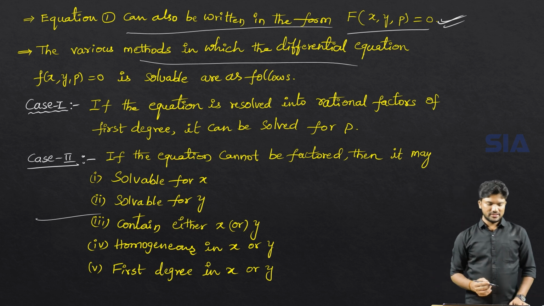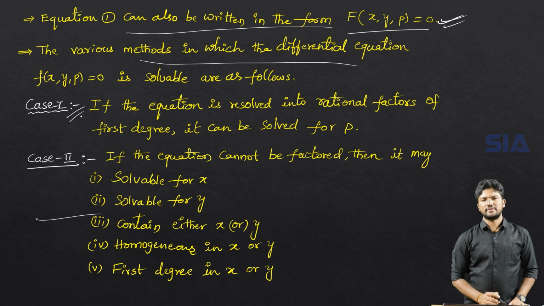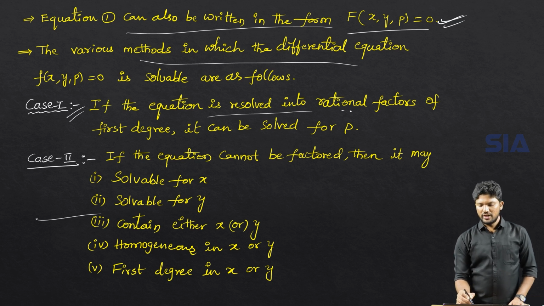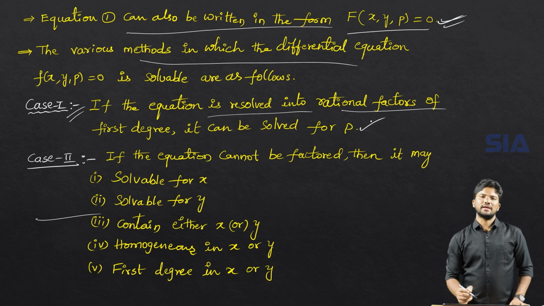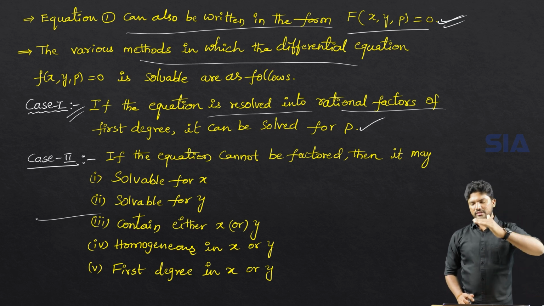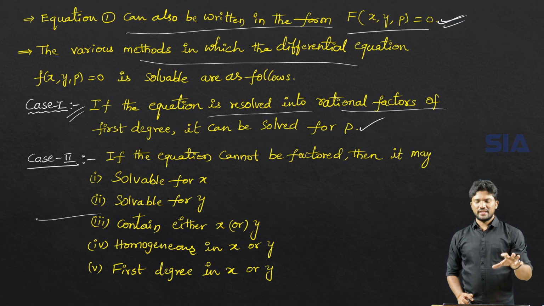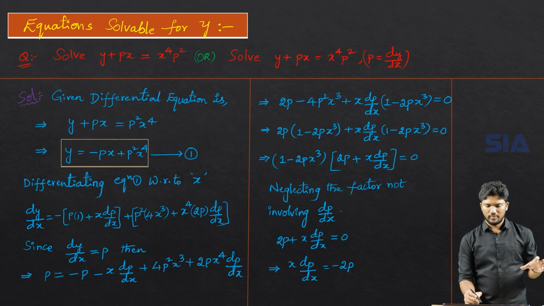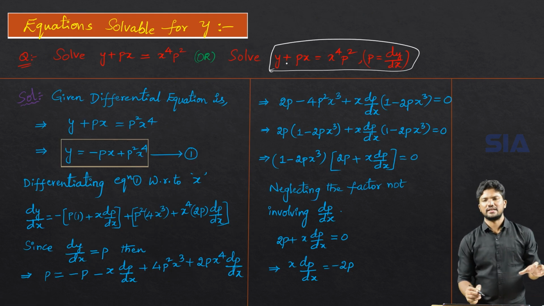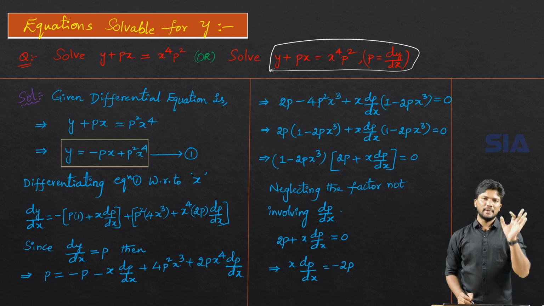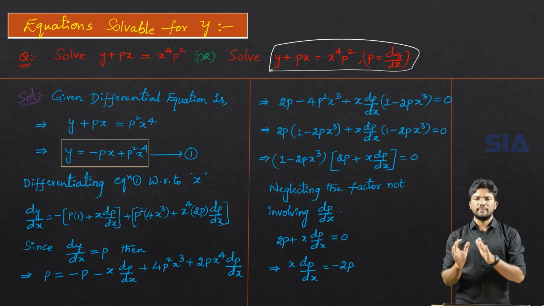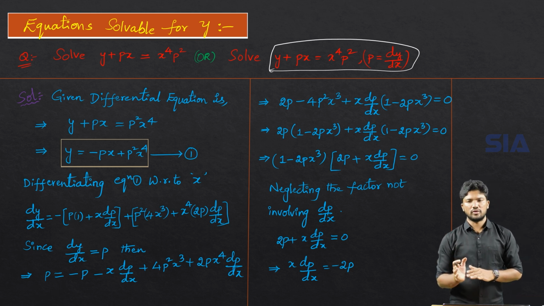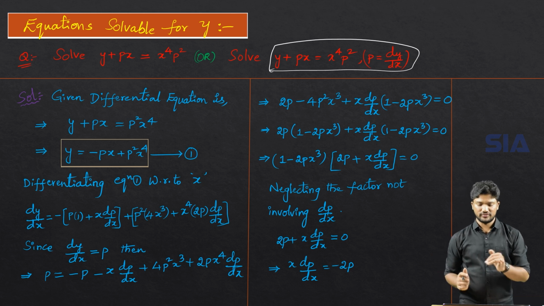In case 1, if the equation is resolved into rational factors of the first degree, it can be solved for p. I will show what type of problem they will give in the examination. In this format they will give a problem, especially solvable for p, solvable for y and solvable for x. They will give, for example, solve y plus px equal to x power 4 p square, where p is equal to dy by dx.